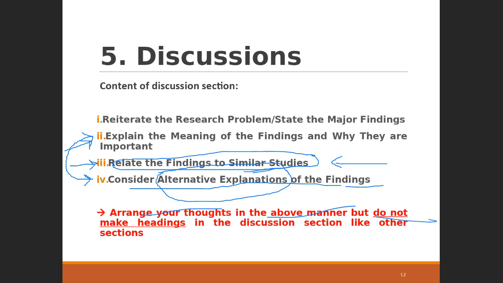in a logical manner. Do not make headings in the discussion section like other sections. You need to write 4 paragraphs in the discussion section. They could be small paragraphs. You don't need to make headings in the discussion section. It is very important that your thoughts are arranged in this manner. You can merge part number 2 and 4, but usually your discussion section should have 3 or 4 paragraphs in the same thought manner, in the same sequence.